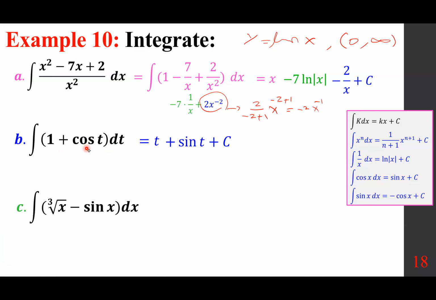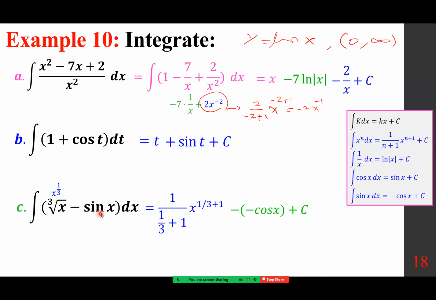To differentiate or integrate makes no difference. First, we have to change this, x to the power of 1/3. Now we can use the power rule on that. 1 over 1/3 plus 1, x to the power of 1/3 plus 1. Minus, the derivative of sine is positive cosine, but the integral of sine is negative cosine. So minus negative cosine x plus a constant.